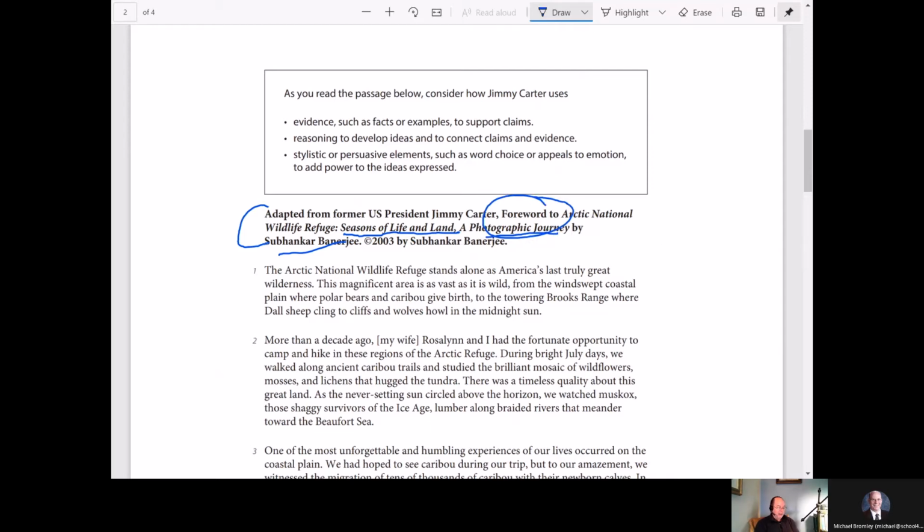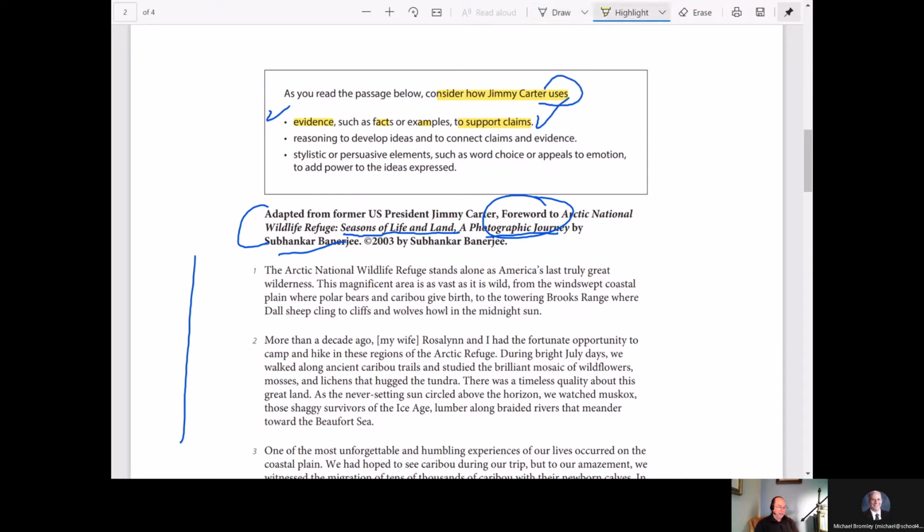Now, our job is not to interpret what he says, it's to analyze the effectiveness of how he goes about saying what he says. Okay, so let's read the instructions. As you read the passage, consider how Jimmy Carter uses evidence such as facts or examples to support his claims. So that means we have to identify what his claims are and then identify what evidence he's used and how effective it is.